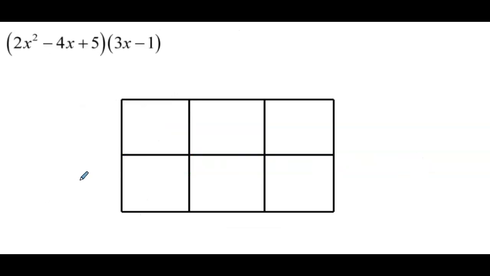Next example, we're going to do the trinomial times the binomial. So we have 2x squared minus 4x plus 5 times 3x minus 1. Notice our box now, I chose to make 3 columns and then 2 rows. So we'll put the trinomial across the top: 2x squared minus 4x plus 5, and then 3x minus 1. There's no reason you couldn't have done it the other way and made 2 columns and 3 rows. It works out the same way.